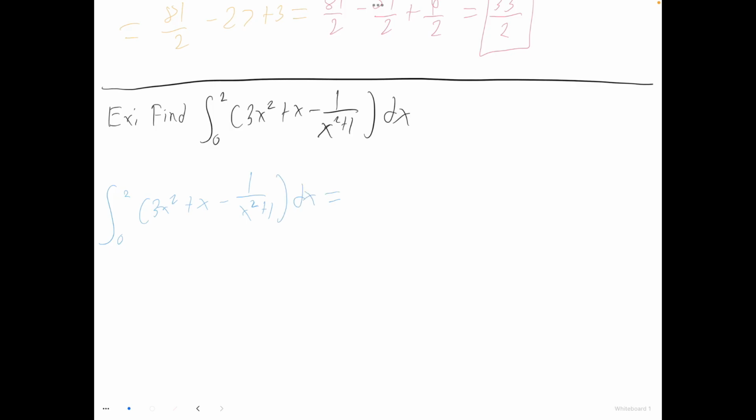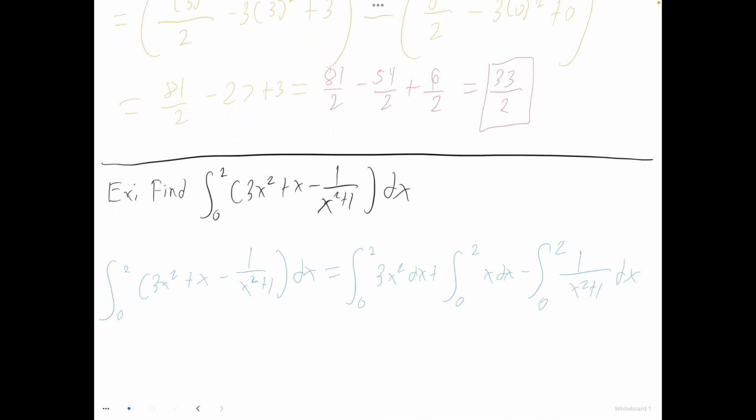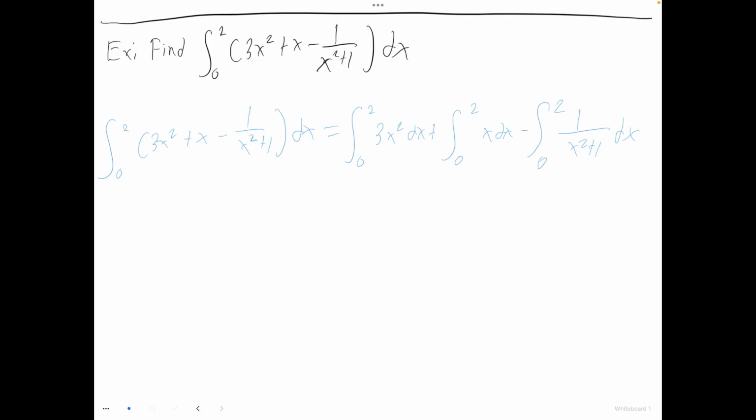So now what we're going to do is, I did this in the previous one, I just didn't write it down, but we do split it apart into pieces. So we're going to have the integral from 0 to 2 of 3x squared dx plus the integral from 0 to 2 of x dx minus the integral from 0 to 2 of 1 over x squared plus 1 dx. And we're doing each of these pieces, but then we recombined it, is what we did above. And I'm going to actually do that out in the steps here, just so you can see it.